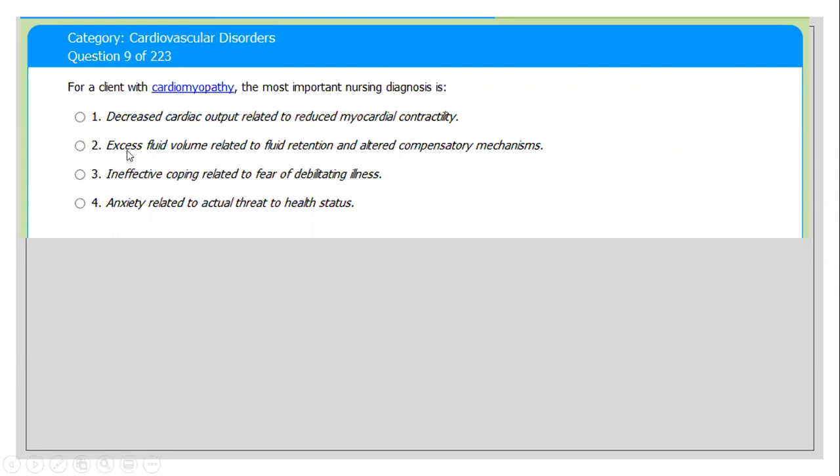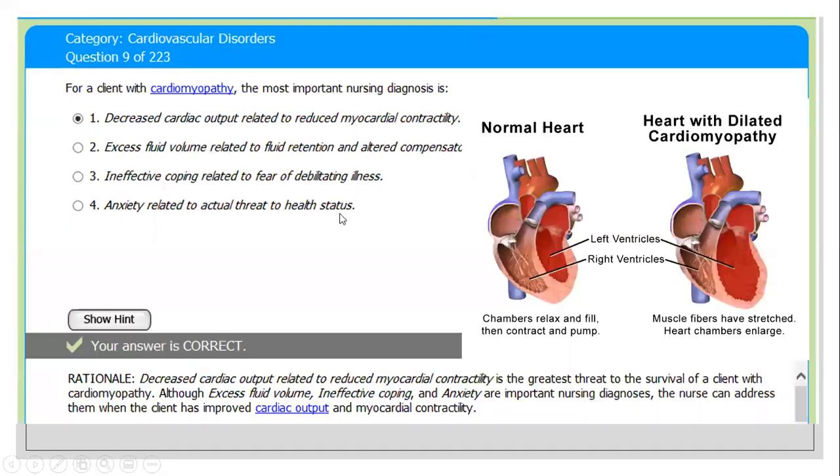Number two, excess fluid volume related to fluid retention and altered compensatory mechanism. Number three, ineffective coping related to the fear of debilitating illness. Number four, anxiety related to acute threat to the heart's sinus. The correct answer is decreased cardiac output related to reduced myocardial contractility.